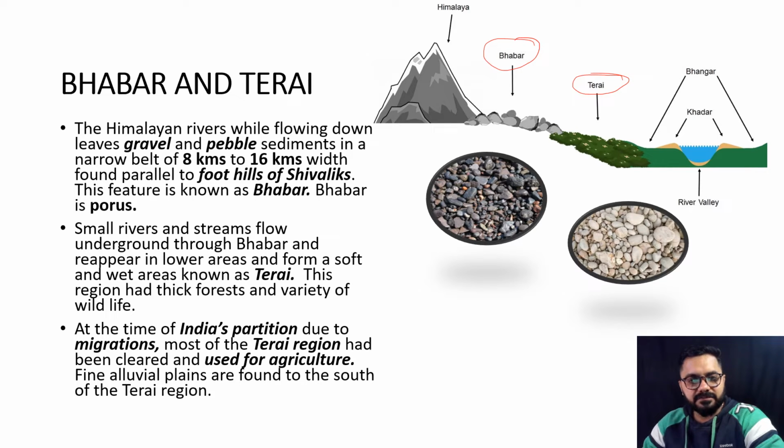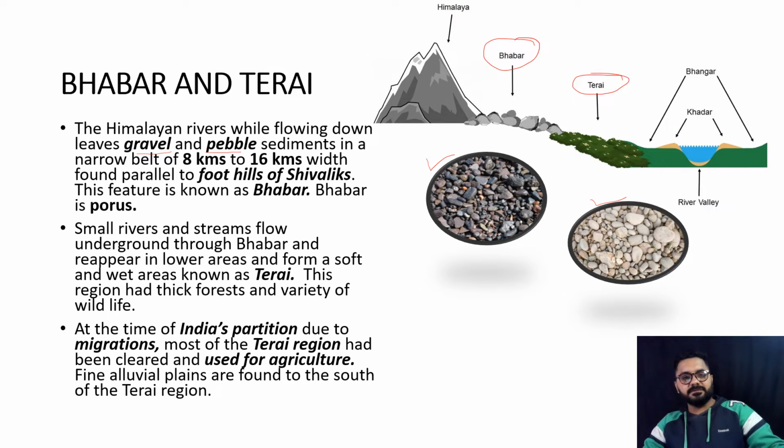The Himalayan rivers, while flowing down, leave gravels and pebbles. So what are gravels and pebbles? As you can see, this is a picture of gravel. These are nothing but small pieces of rocks. These pieces are formed due to the weathering of the rocks and the force of the water. When the Himalayan rivers flow with force, the pieces of the rocks break down into small chunks of stones, which are called gravels. Here you can see pebbles. Again, here also we can see the pieces of rocks.